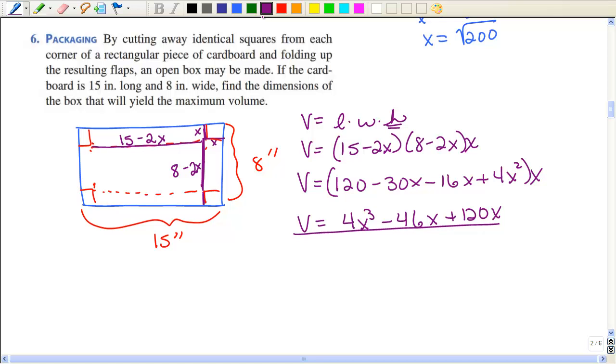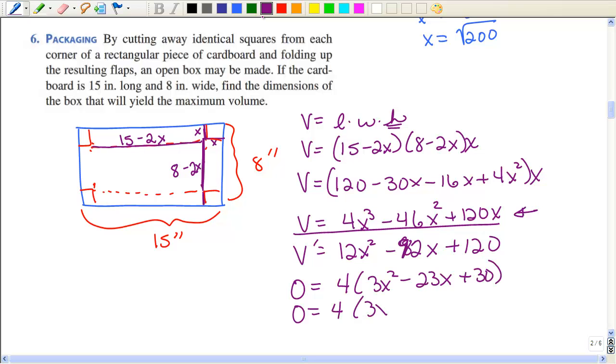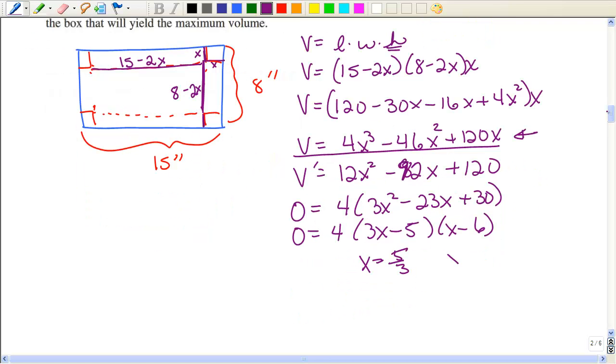Now, how are we supposed to maximize that? What other information did they give us? Well, they didn't give us any other information. We have one function that's already in terms of the same variable, so that's why we don't need two equations. Let's go ahead and take the derivative. That should be 4x squared minus 92x plus 120. I'm going to set that equal to 0 and solve. I believe this factors. So I get x is 5/3 and x is 6.